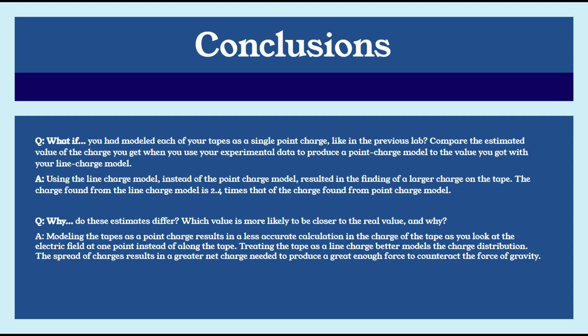Comparing the two models, we found that calculations involving the line charge model resulted in a greater estimated charge that was about 2.4 times greater than the charge estimated from the point charge model. The line charge model is more accurate as you observe the electric field at each point along the tape rather than just one. This allows us to account for charge distribution and the spread between charges. This spread means that a greater net charge is needed to produce a great enough electric force to counteract the force of gravity. Thank you.